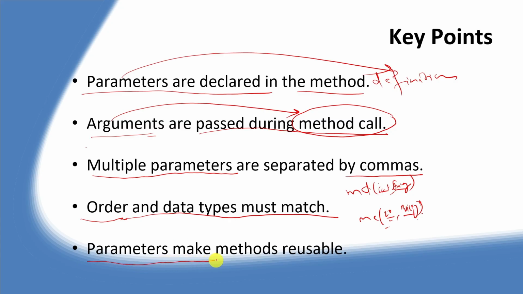Parameters make methods reusable. If in the method definition we are using parameters, it will make the method reusable. We can call this method n number of times and pass a different set of values each time. So that's how it became reusable.